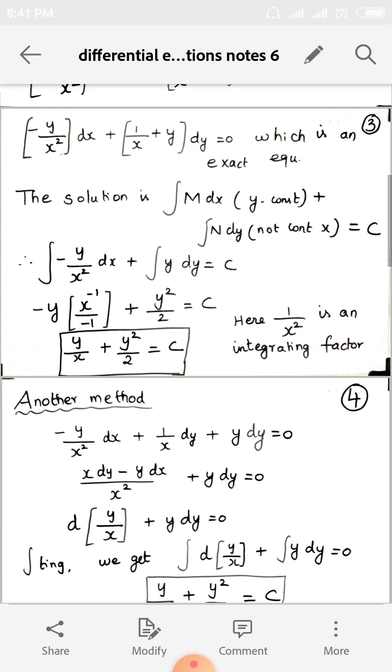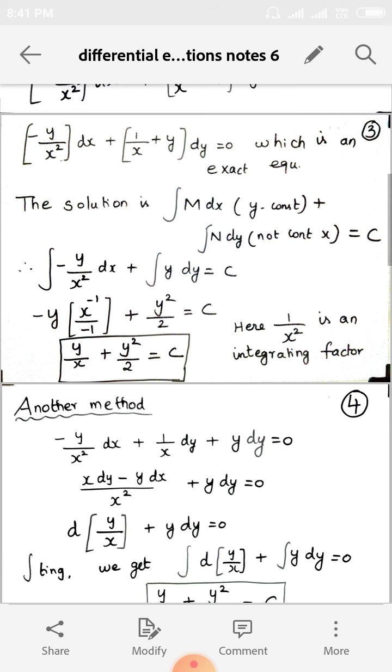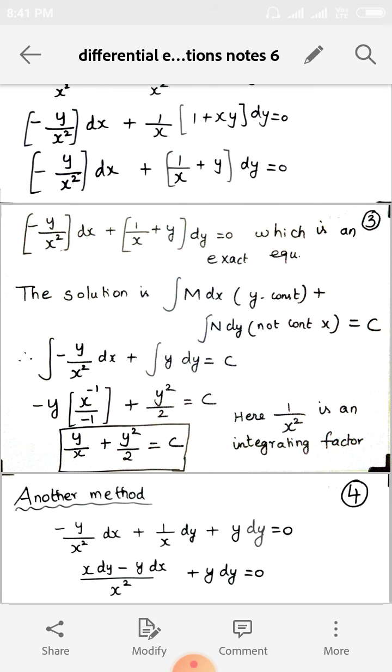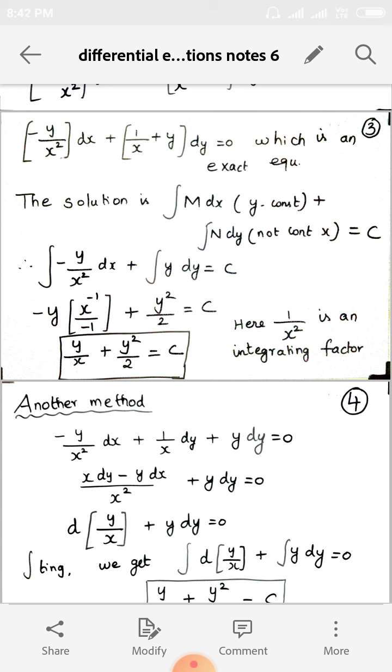If the equation is exact, what is the solution? We know that the solution is integral M dx, treating y as constant, plus integral of N dy, not containing x, is equal to c. Now, take integral of minus y by x square dx plus integral of the N term, 1 by x plus y, but we consider only the y term, so integral y dy, is equal to c. So after integrating, minus y, 1 by x square is nothing but x power minus 2.